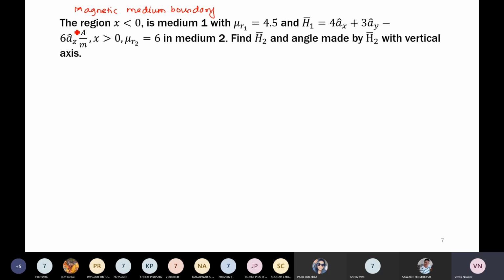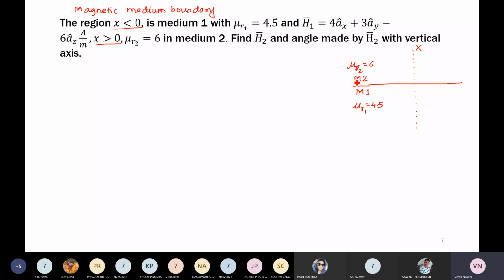Okay, so let us read the numerical. The region x greater than 0. Now the talk is of x; in the previous numerical it was z. The region x less than 0 is medium 1, and since the diagram is not given, we will try to draw it. Your boundary is defined in terms of x, so we will draw our axis and assume this as the x-axis. We have a boundary x less than 0, so this becomes our medium 1, and automatically this becomes our medium 2. Medium 1 has mu r1 as 4.5, and medium 2 has mu r2 as 6.